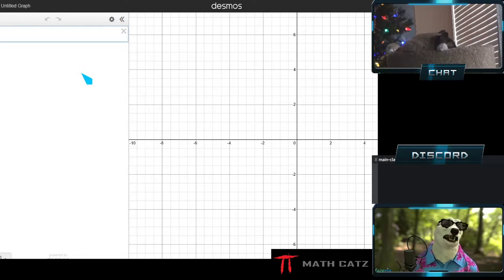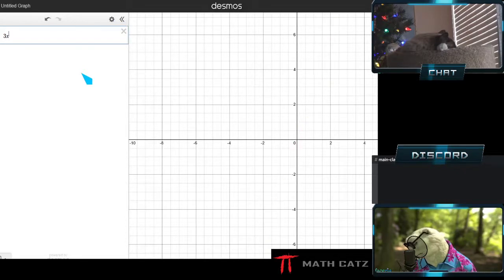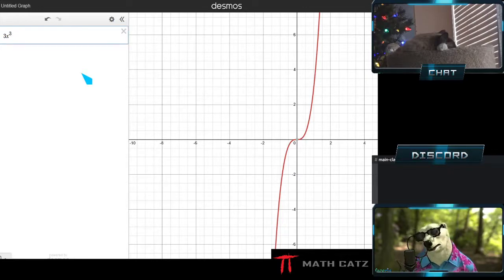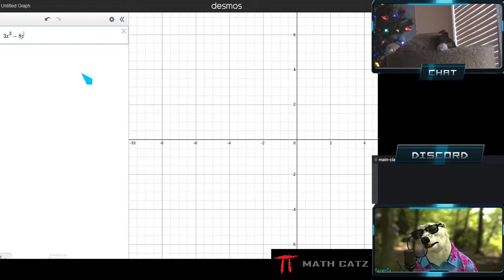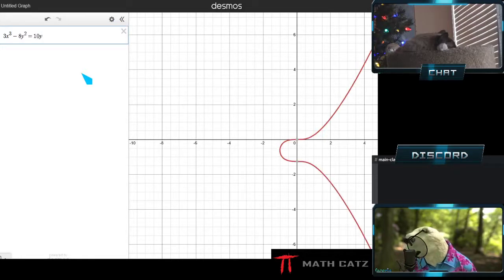This is now the original equation, right? 3 times x cubed. Just ignore things that happen on the way. It doesn't know when I'm done. 8y squared equal to 10y. Now go.